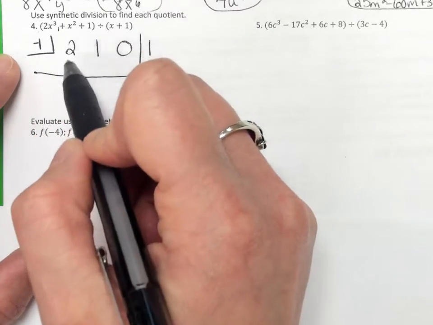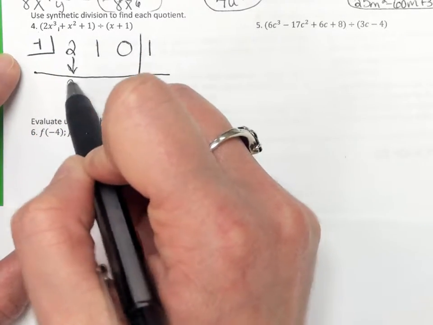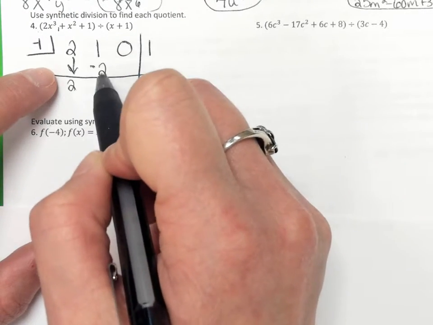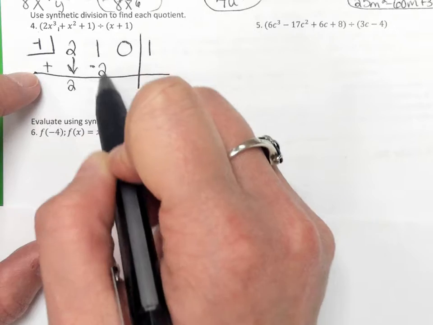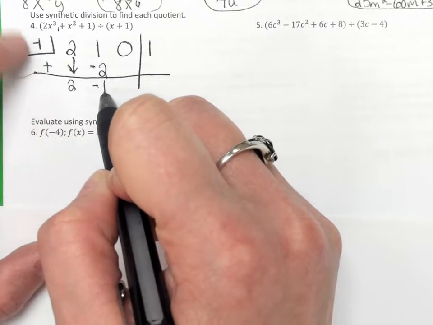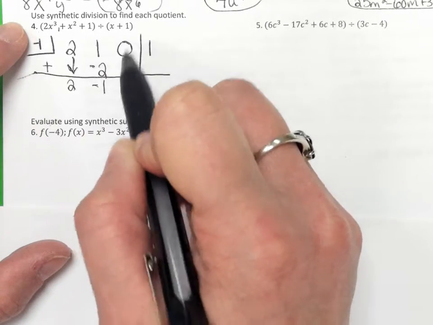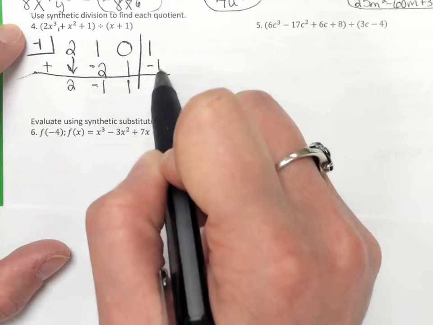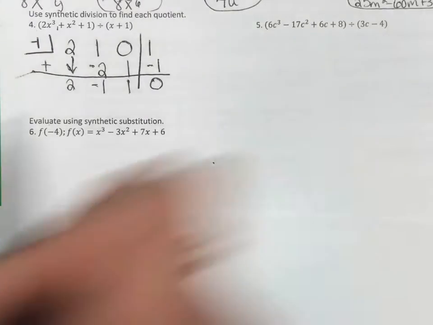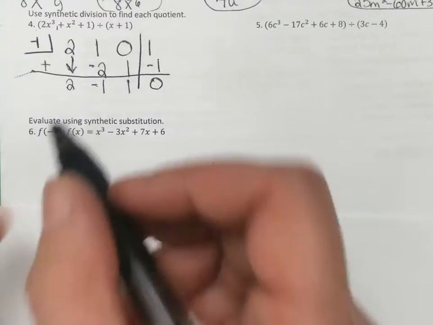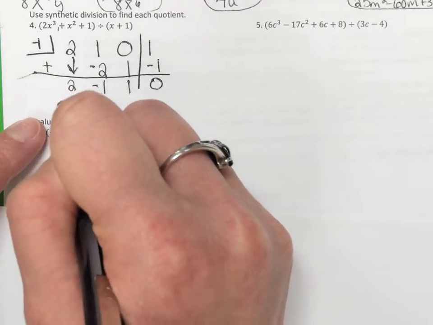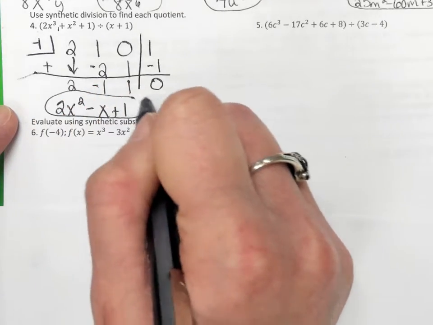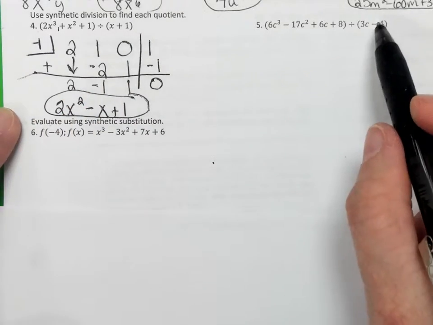All right, and then what do I do when I pull this 2 down? Do you multiply it, and then do I add these 2 or subtract these? You add. Very good. So 1 plus -2 is -1. Multiply, you get +1. Add, you get 1. Multiply, you get -1. Add, and you get 0. So this one's an easy one, right? Okay. So this is 2x to the second minus x plus 1.